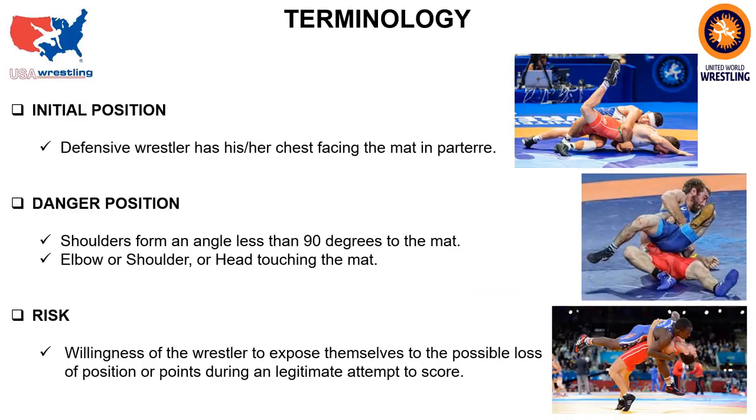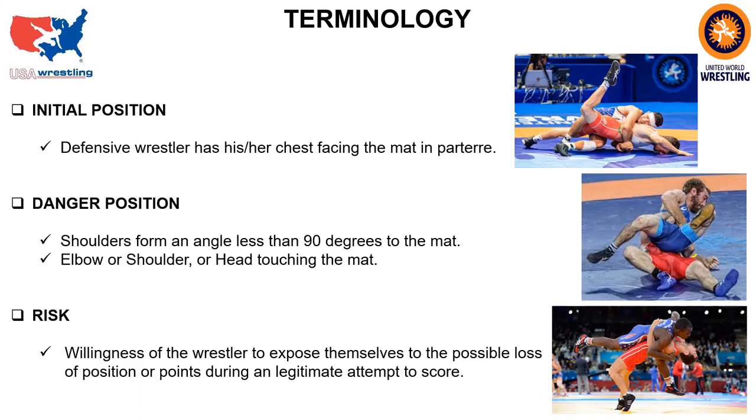Our next position is the initial position. What is the initial position? Well, simply stated, the defensive wrestler has his or her chest facing the mat in parterre. Now, the initial position is often confused with the American folk style defendable position. When an action occurs, the offensive wrestler must bring the defensive wrestler back to the initial position of the attack before a second action will be counted and scored. Becoming defendable during the attack for a secondary attack is not part of freestyle and Greco-Roman wrestling.